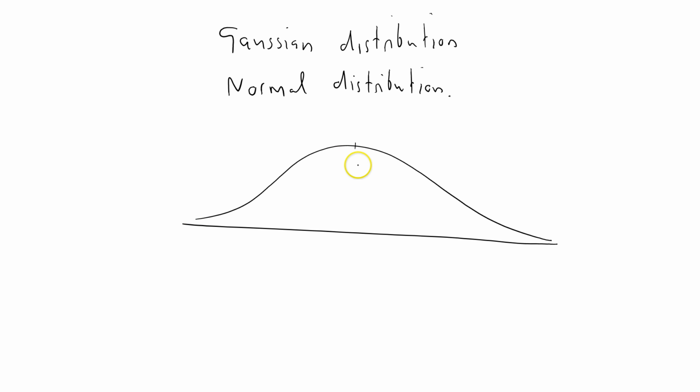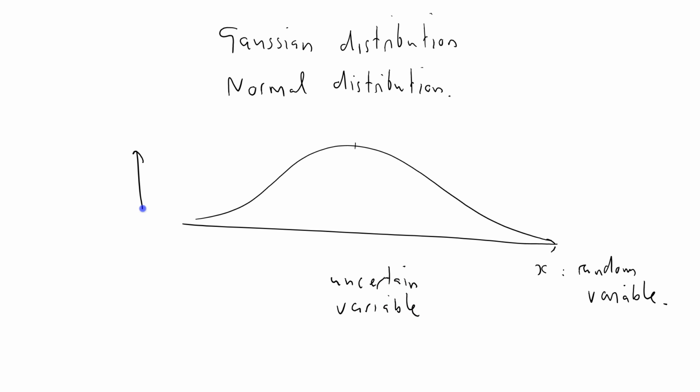It's a nice symmetrical bell-shaped curve like that, with two axes. This one here is x, which is your random variable. So this could be height of a person, or weight of something, or an experimental error, anything that's uncertain. So the uncertain variable goes along here. And here is the probability density.